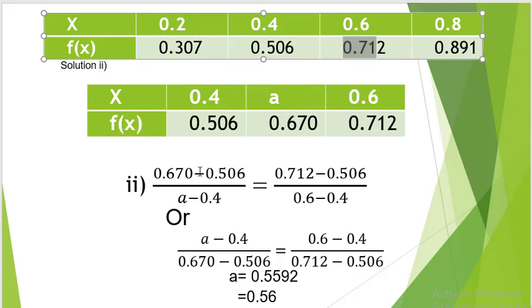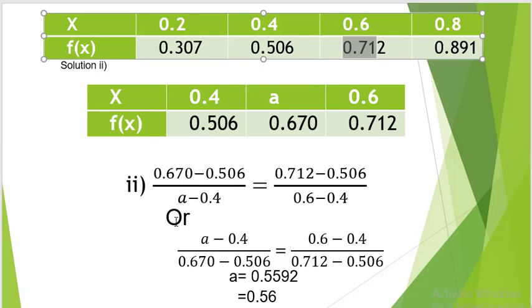Now here we are going to say change in y over change in x is equal to change in y over change in x, which is 0.670 minus 0.506 over a minus 0.5 is equal to 0.712 minus 0.506 over 0.6 minus 0.4, which is this. When you try to simplify this and make a the subject, you'll be in a position to get the unknown a.